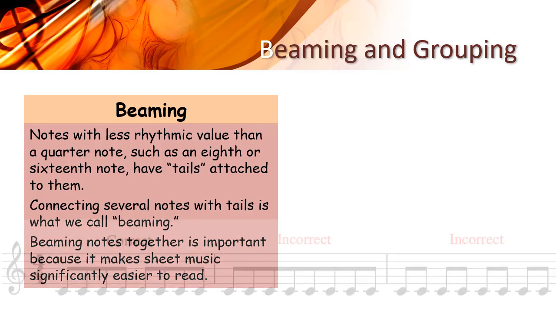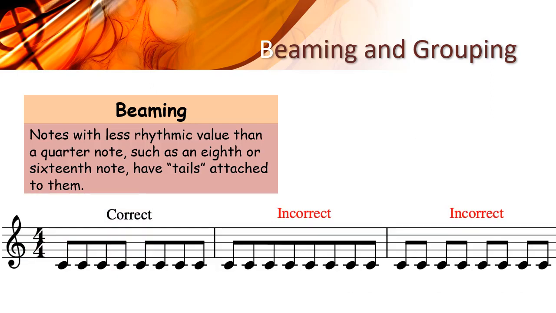Now the grouping has to do with the rules that govern beaming. When we are beaming, remember, we have weak beats, we have strong beats. Of course, the first beat of every song is a strong beat. In most cases, for a complete measure, is a strong beat, then followed by a weak beat, followed by a strong beat, depending on the time signature.